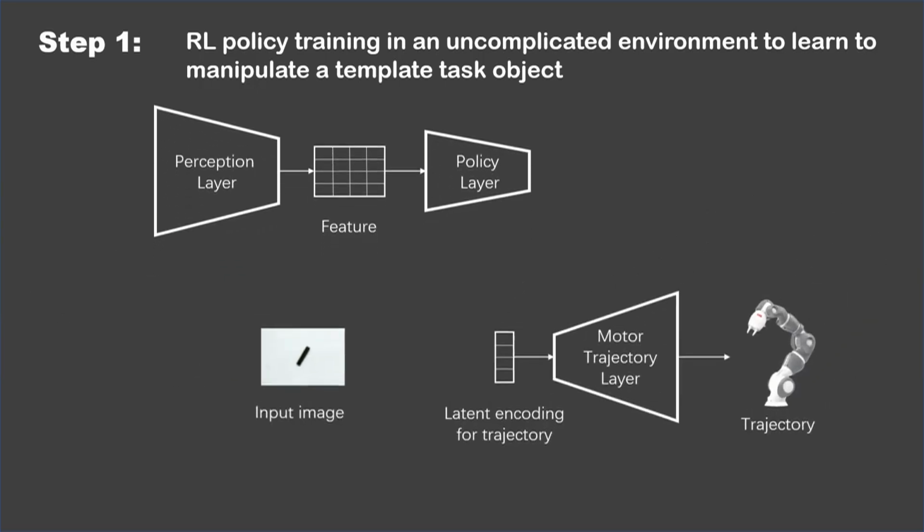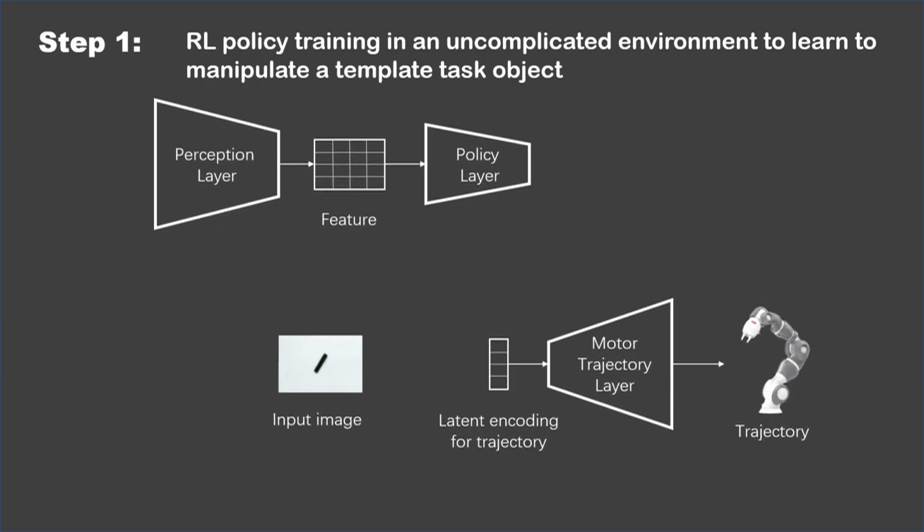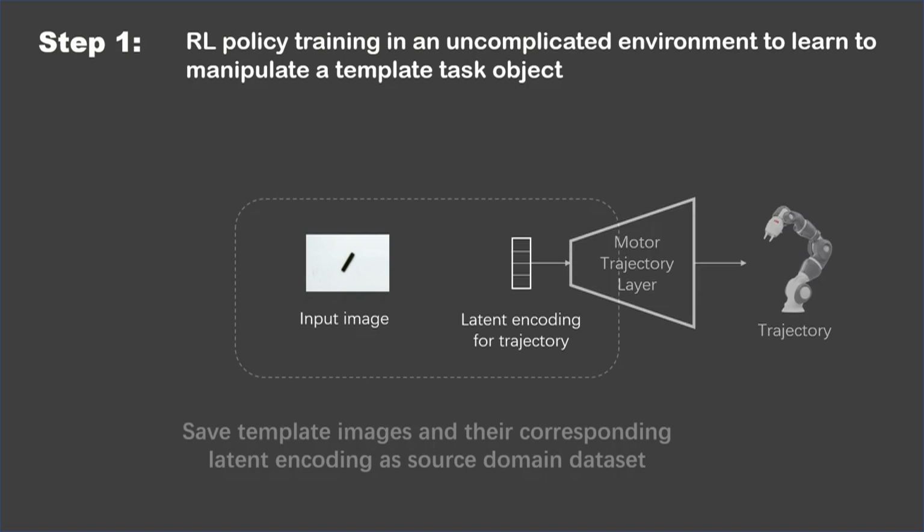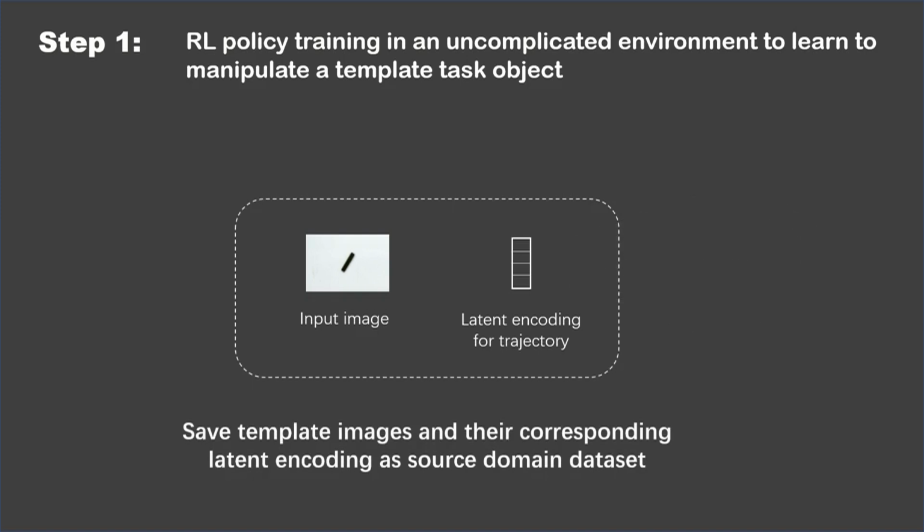In step 2, we will retrain the perception layer and the policy layer to be able to process images from the realistic task setups. But before moving to step 2, we first save the motor trajectory layer and also a bunch of input images in the simple task, together with the corresponding latent encodings as our source domain dataset.